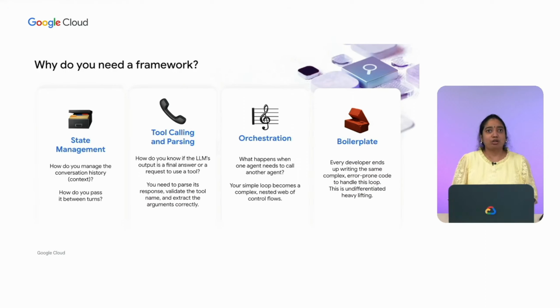Now, looking at the loop, you might be tempted to just write it yourself. But as you build, you hit the same hard problems everyone hits. You have to manage state and memory. You have to write fragile code to parse the model's output to see if you want to call a tool. You have to figure out how to orchestrate workflows when agents need to talk to each other. And you end up writing the same boilerplate plumbing code over and over again. This is the exact problem a framework is meant to solve.